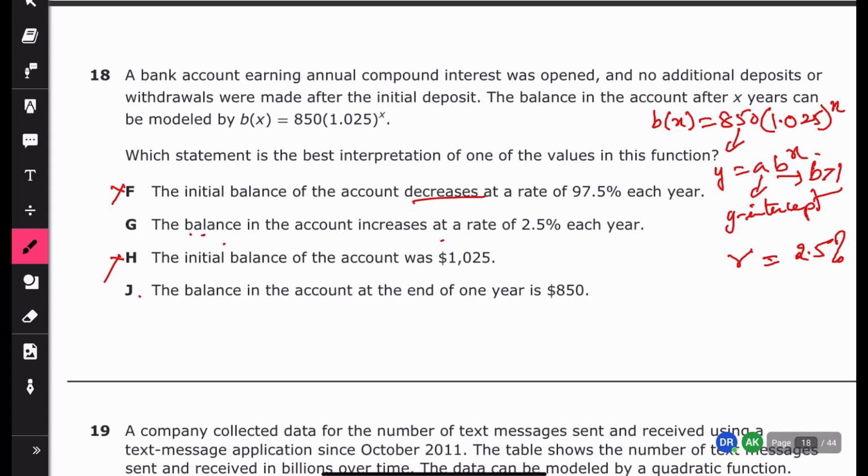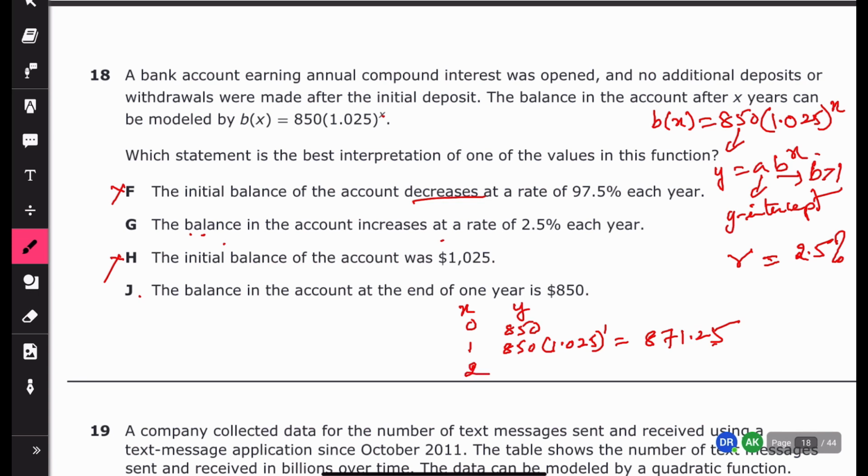So this we don't know how to predict. We'll just see how the balance in the account increases at the rate each year. So now here you can just see when the x value is 0, we know that the y value we got is 850, because if you put 1.025 to the power of 0, it becomes 1, and 850 into 1 is 850. Next, when x is 1, you get 850 into 1.025 to the power of 1, which is equal to 871.25.